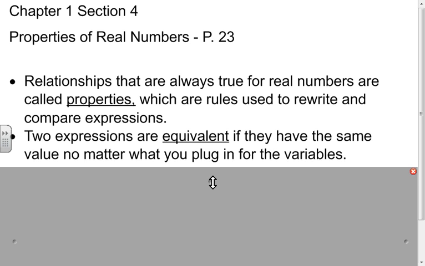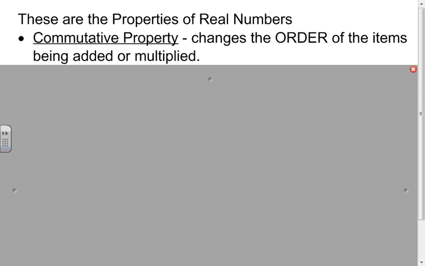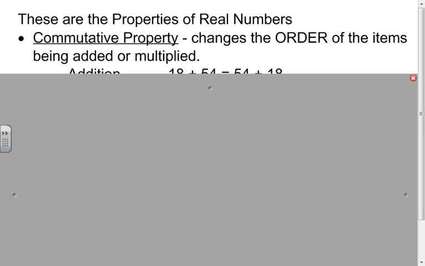We're going to talk about 5 properties of real numbers. The first one is called the commutative property. It changes the order of the items, so you're switching things around. These are items that are going to be added or multiplied, so there's 2 different kinds of commutative property.